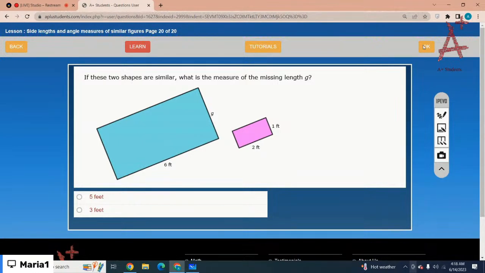Okay, if these two shapes are similar, what is the measure of the missing length G? So, which is the correct option? Very good. The missing length is 3 feet.